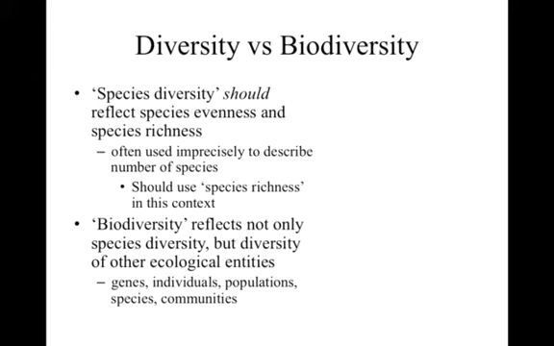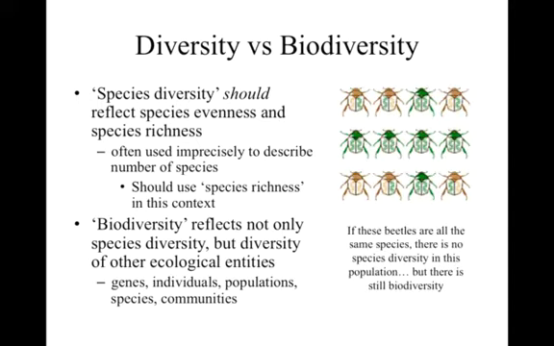Species diversity, though, is a little bit different from biodiversity. Biodiversity is not just species diversity. Species diversity is one element of biodiversity. Biodiversity, though, includes other ecological entities. So I might have a population that's all the same species, but there might be a lot of different genes in there. And so the species diversity is very low, but I have a lot of genetic diversity. And because of that genetic diversity, I would say there's still some biodiversity in that system. And so at the smaller scale with genes, we can have high biodiversity, and that's separate from species diversity.